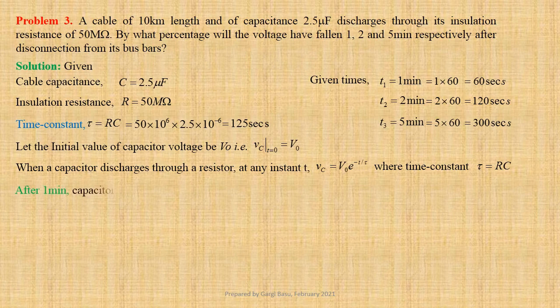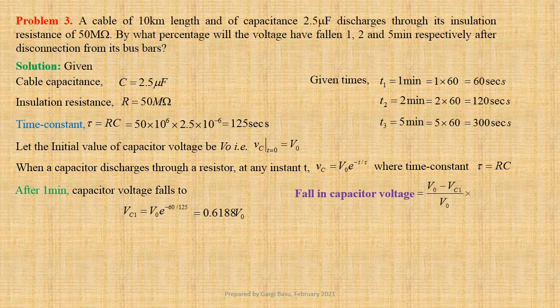After 1 minute, capacitor voltage falls to Vc1 equals V0 e to the power minus 60 by 125, that is equal to 0.6188 V0. Fall in capacitor voltage, V0 minus Vc1 divided by V0 into 100%, is equal to 38.12%.